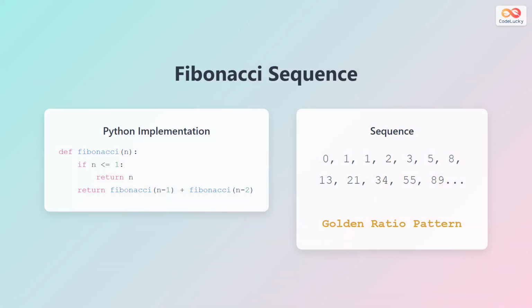Now let's discuss the Fibonacci sequence. The Fibonacci sequence is a series of numbers where each number is the sum of the two preceding ones, usually starting with 0 and 1.